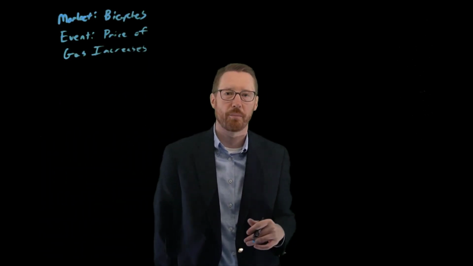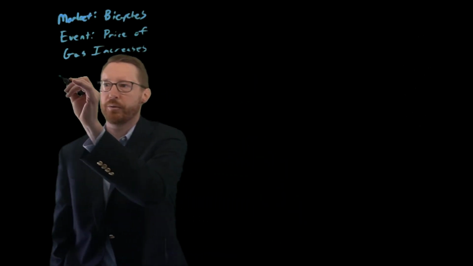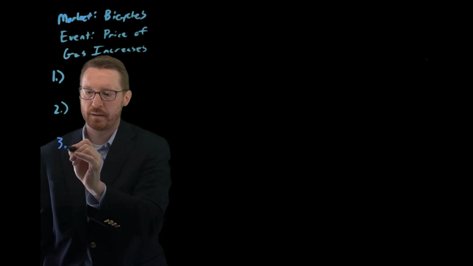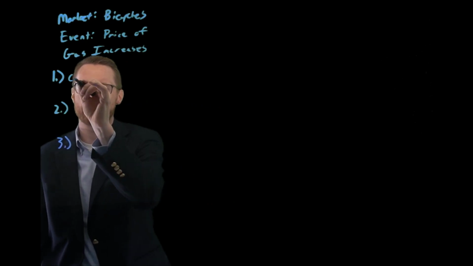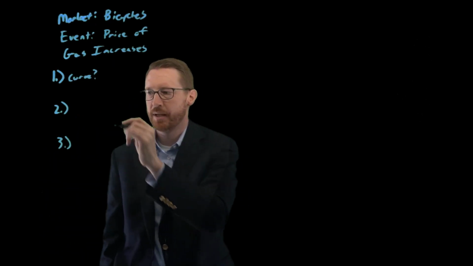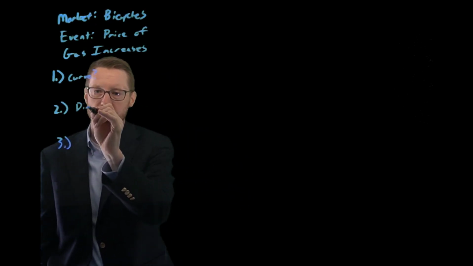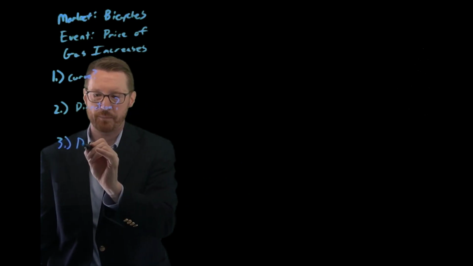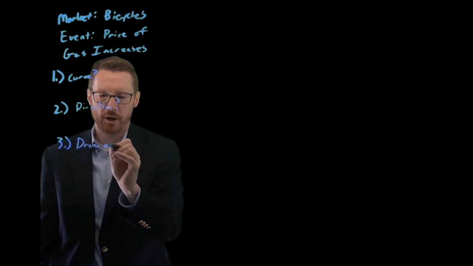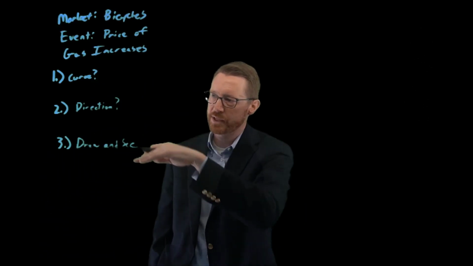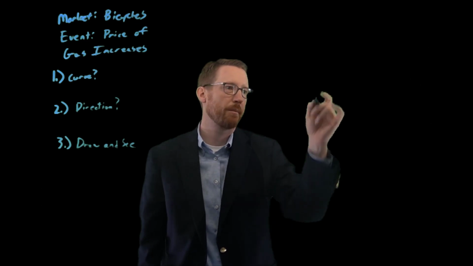All right, how do we go about working through this problem? Well, we've got a three-step process. The first step is just which curve is affected. Our second step is which direction. And then our third step was to draw and see what happens. All right, so we've got our three steps. Let's go ahead and set up our model.